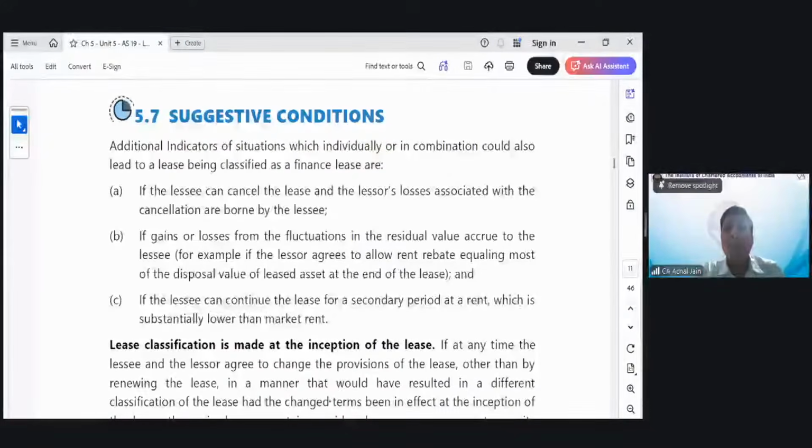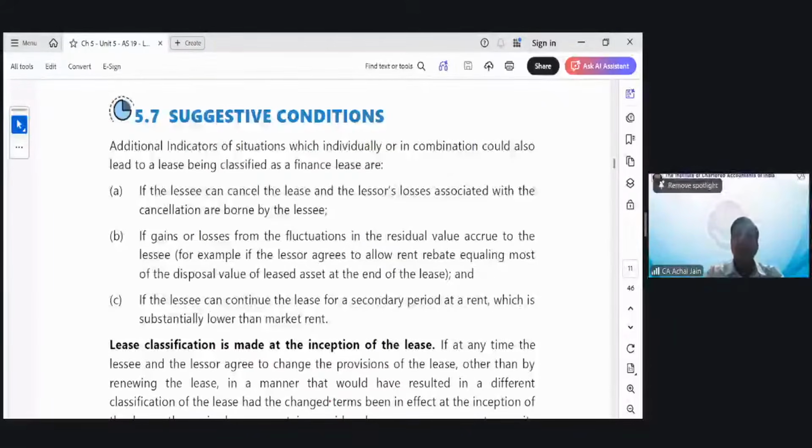Next, if gains or losses from fluctuation in residual value of the lease asset accrue to the lessee. What does it mean? Let's suppose residual value is changing, which is resulting in a gain or a loss. So who will get the gain? Who will bear the loss due to that fluctuation in residual value? Again, it's the lessee. So in such a case, what do you call it? It's a finance lease.